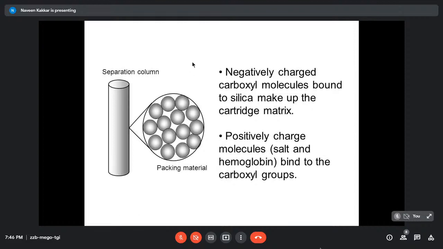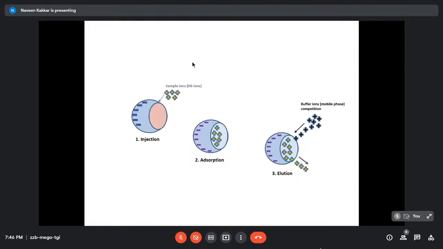And that's how they come out separately. That's a good example to show you. So at the injection site, we have the sample ions, which are the hemoglobin ions, and that's your column. When we inject the sample into the column, it binds to the silica particles there, so there is absorption. When you then throw in the buffer, which is the mobile phase, there is competition for the binding sites. Some hemoglobins come out faster, some come out later, hence they are separated.